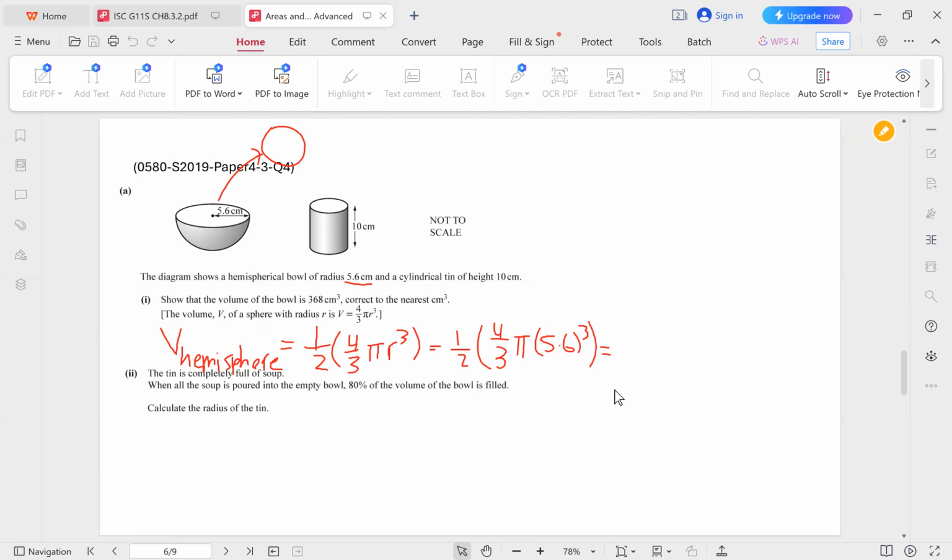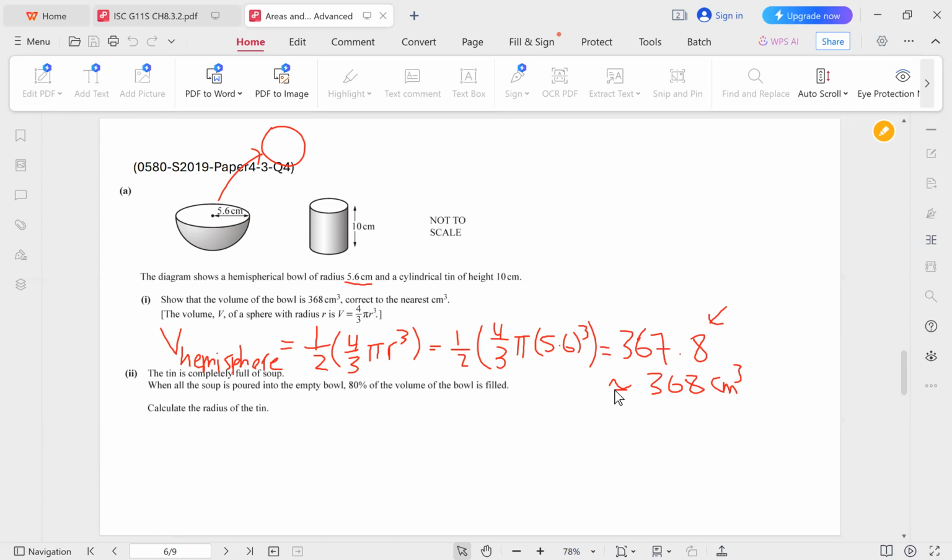367.8. You have to write this number down with the decimal so that you show that the volume you obtained is not 368 exactly. You have a different answer because they already gave you the 368. So you can't just write it down. They're looking for an approximated value. So they're looking to see this value. And then you can say approximately equal to 368 centimeters cubed.